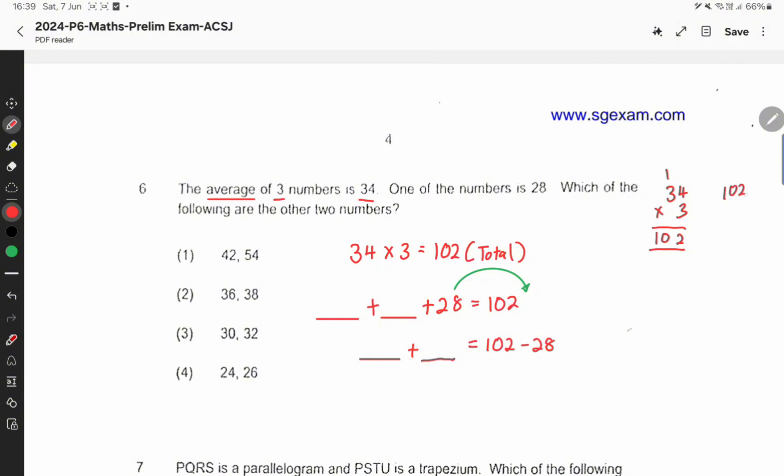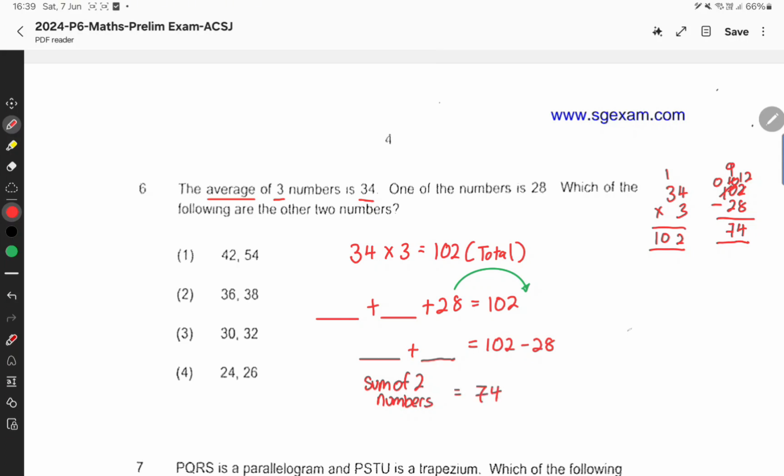Okay, so 102 minus 28. 2 minus 8 is not possible, so we're going to borrow from 0. But we cannot borrow from 0 in this case, so we need to borrow from 1. So now here will become 10, then we borrow, here will become 9, and here will become 12. So 12 minus 8 will give me 4, and 9 minus 2 will give me 7. So the sum of the 2 numbers is equal to 74.